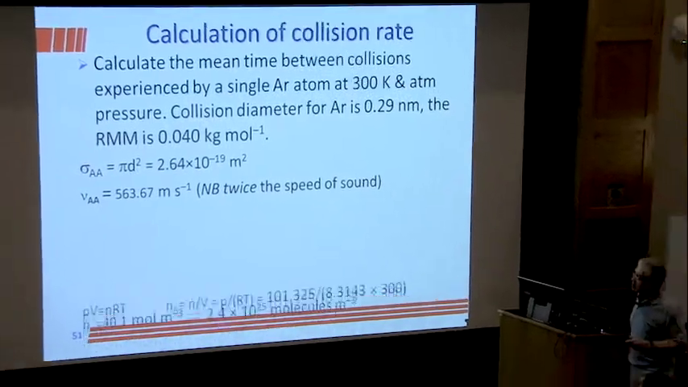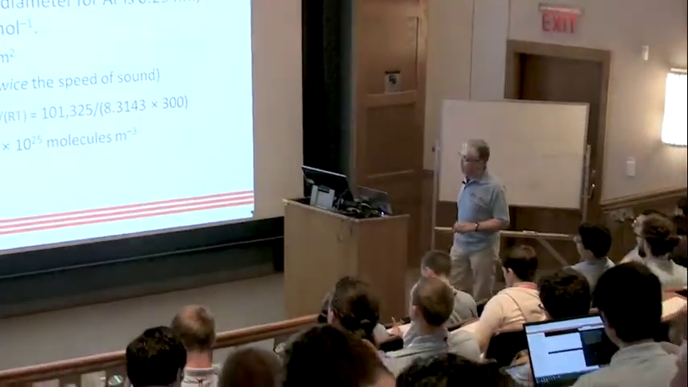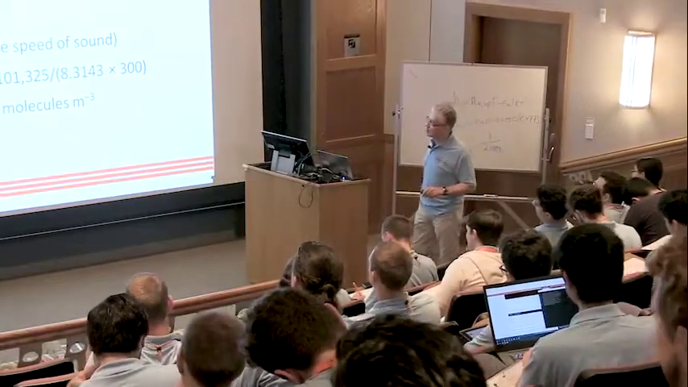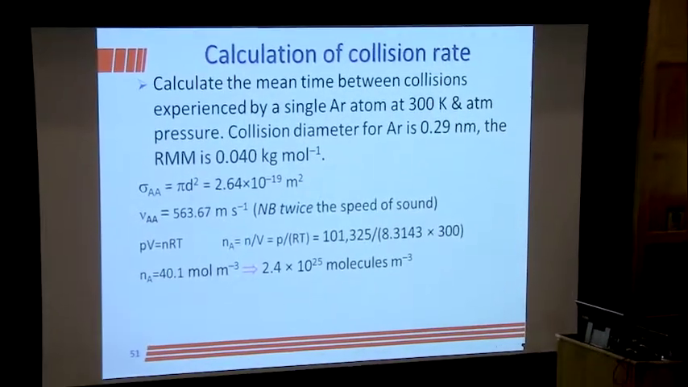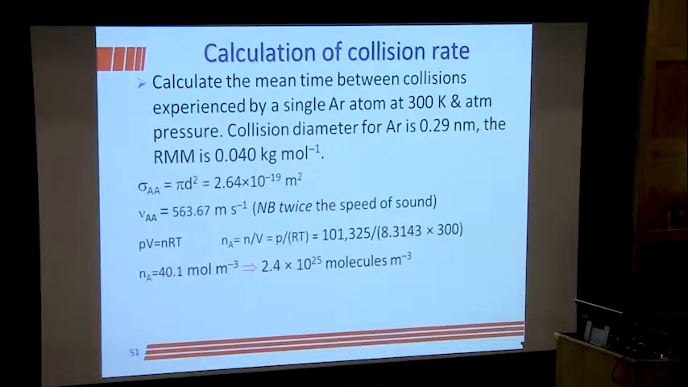Okay, and we know PV is equal to nRT. So the number of moles of argon per unit volume is P over RT, which is 101,325 over 8.314 times 300. Okay, so the number of moles of A is 40.1 moles per meter cubed, and that comes out to be 2.4 times 10 to the 25 molecules per meter cubed.